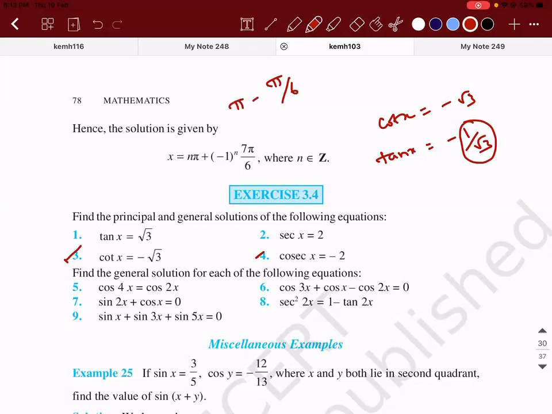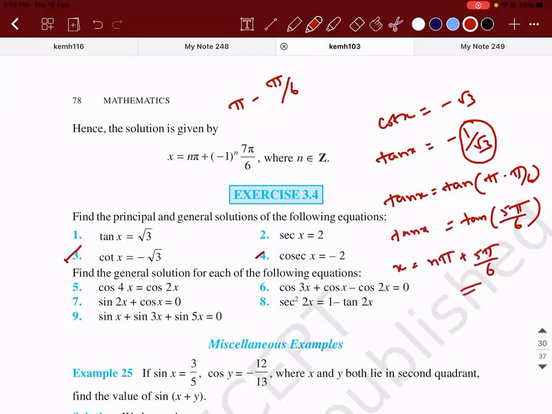You can ask me pi by 2 plus pi by 6 also. You will not write as pi by 2 plus pi by 6 because if you write pi by 2, then the function will get transformed to complementary function. So always try to write it in terms of pi only. So tan x will be equal to tan of pi minus pi by 6, the tan of 5 pi by 6. This is tan x. So what will be the value of x? N pi plus 5 pi by 6. That's it.